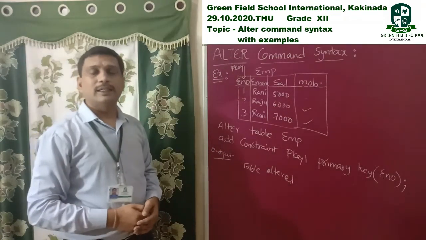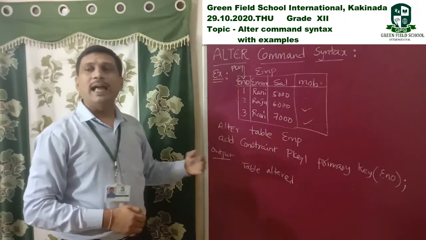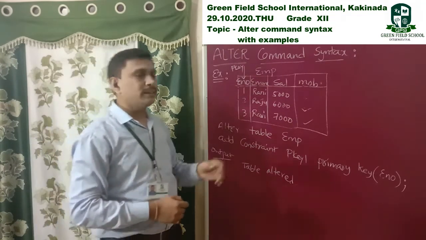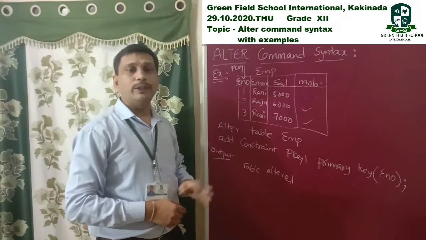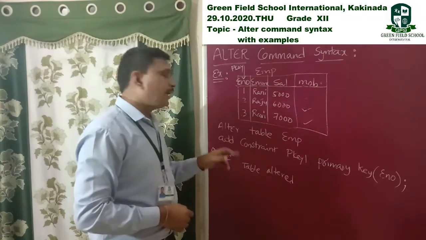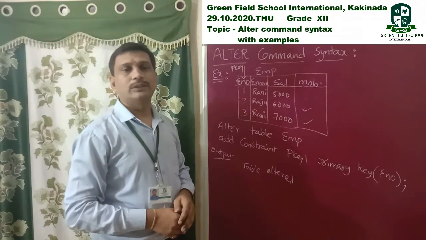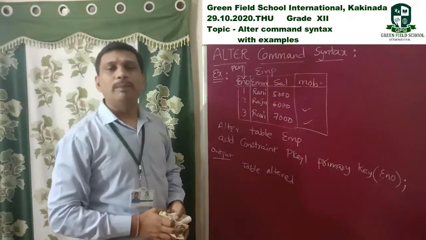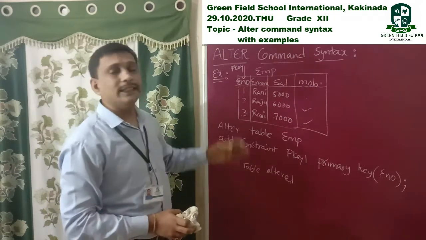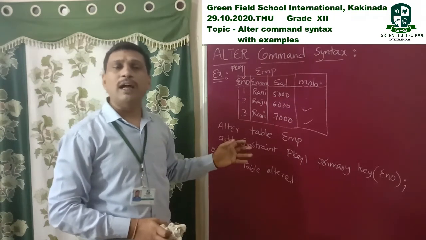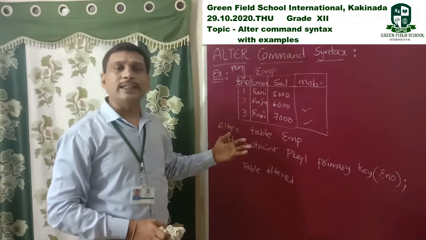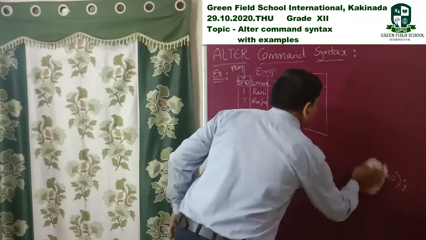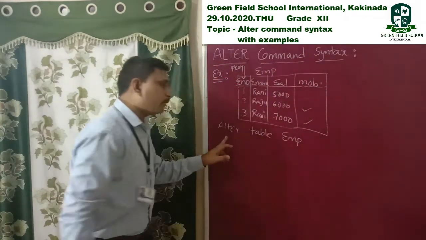So this is the concept of adding one more constraint to an already existing table by using the alter command with the add option. Next we discuss how to drop a column from an already existing table. We drop one column by using this alter command.